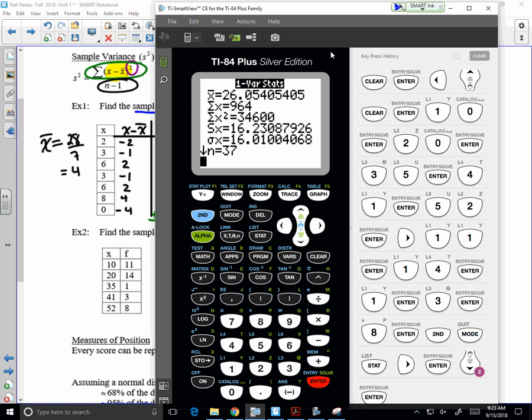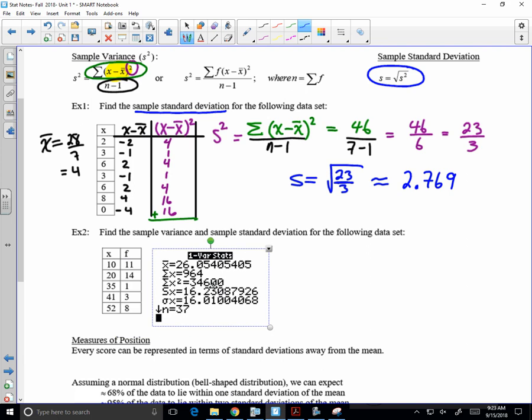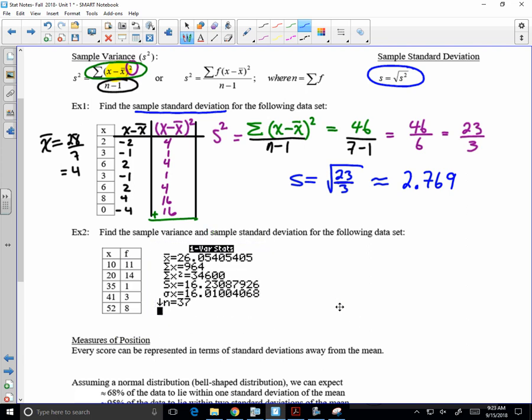So I'm going to take this display, pop it in here. And you can see the mean here is nasty. We needed the mean in order to complete the first column, which means the first column is going to be nasty if we did it by hand. We had to square the first column to get the second column, which means the second column would be nasty, the third column would be nasty, everything would be nasty.